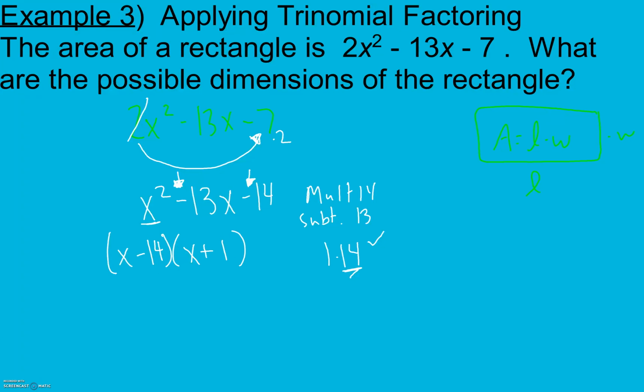Now we have to undo our first step there. We have to undo our multiplication by dividing. Remember to reduce our fractions if we can. 14 divided by 2 is 7, but 1 over 2 doesn't simplify. So we've undone our multiplication. Now we need to undo our swing and swing that 2 in front of our x. So my possible dimensions then are x minus 7 and 2x plus 1.